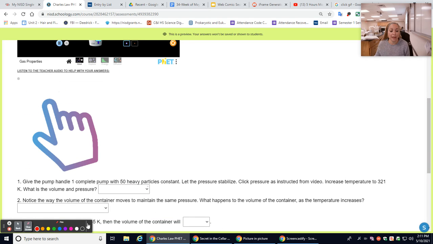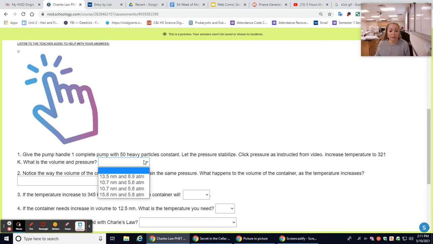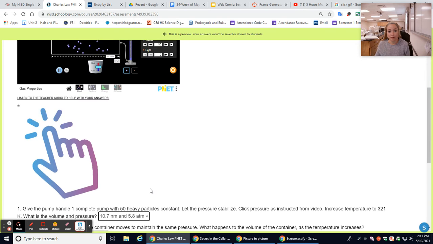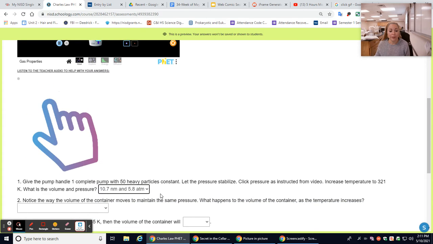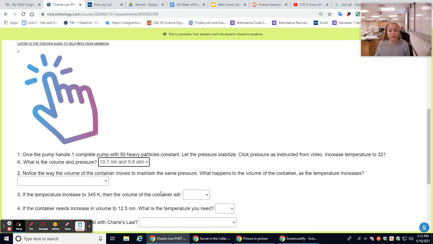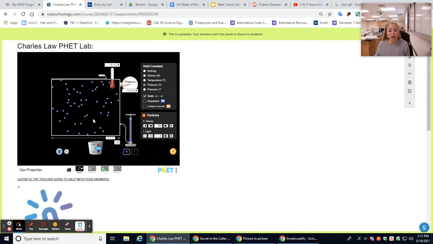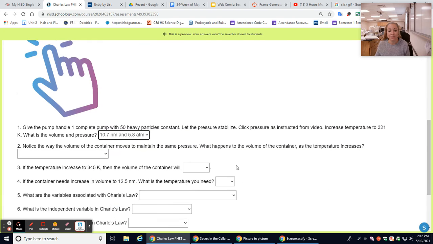Okay, so let's go ahead and click on this as 10.7 and 5.8 atm. Okay, notice the way the volume of the container moves to maintain the same pressure. So it does move. It's trying to keep it at 5.8 all the time.